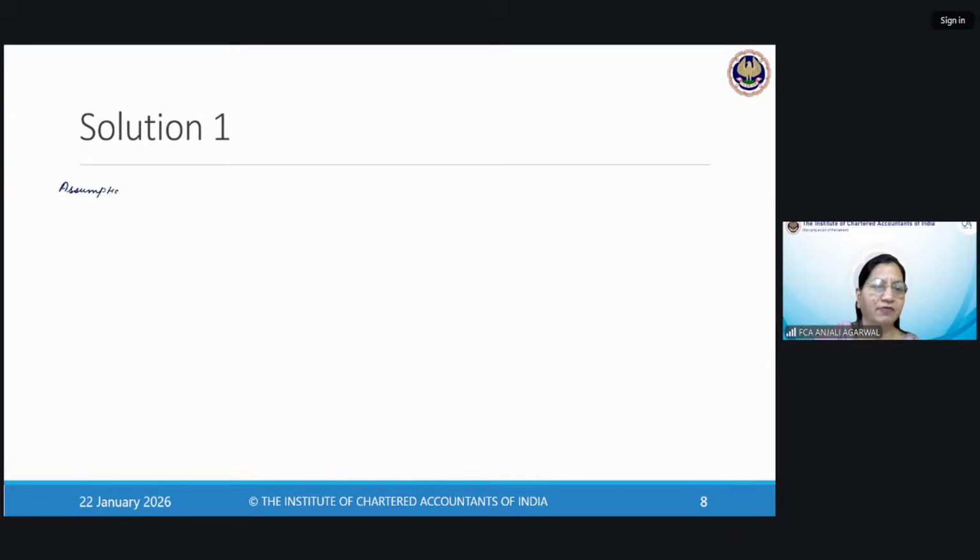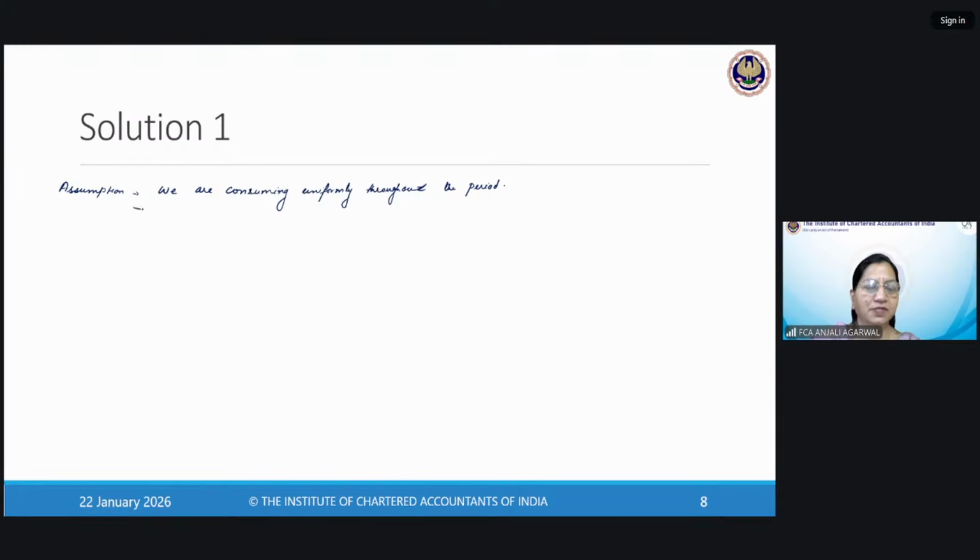This is an assumption that we are consuming uniformly throughout the period. So when you are consuming uniformly throughout the period, 1 unit which you start consuming, at some point of time, it is also half consumed.